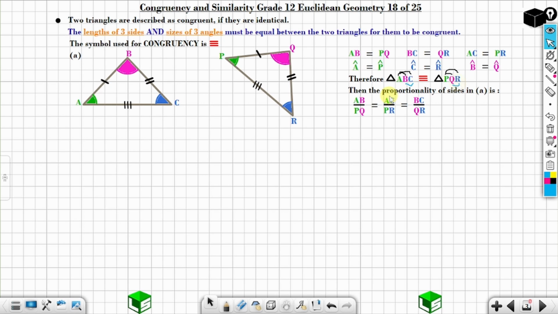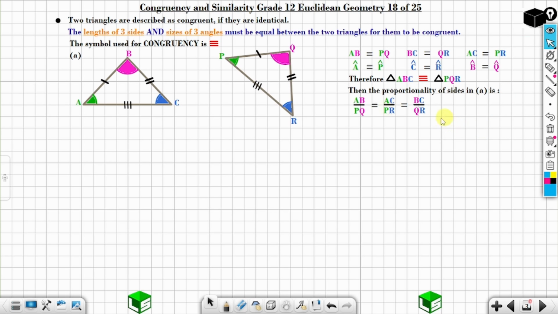Always make sure the angle at the first letter in this triangle is equal to the angle at the first letter in this triangle, and the angle at the second letter in this triangle is equal to the angle at the second letter in this triangle, and the angle at the third letter in this triangle is equal to the angle at the third letter in this triangle.